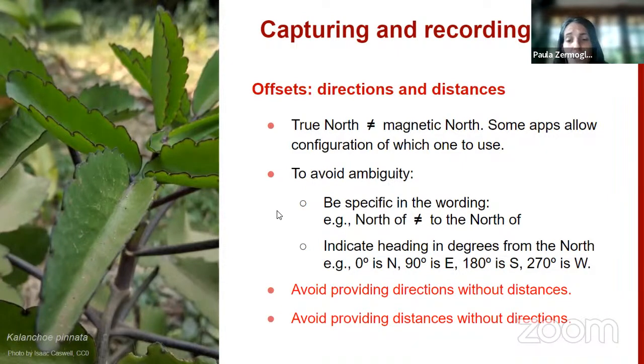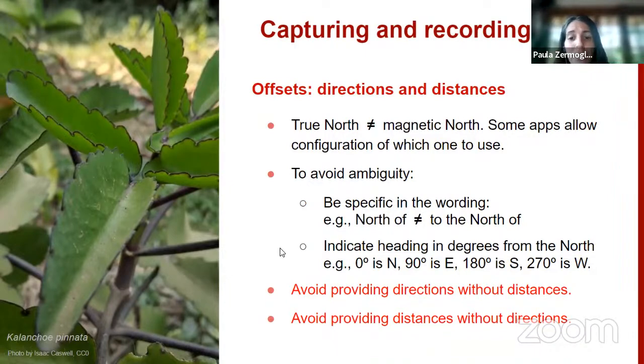Then, to avoid ambiguity, especially in location descriptions, we have to be specific in the wording. It is not the same to say north of or to the north of. For example, north of Bariloche, that is where I live, could be outside Bariloche to the north or the north part of Bariloche. So north of is quite ambiguous. So we have to be careful with that.